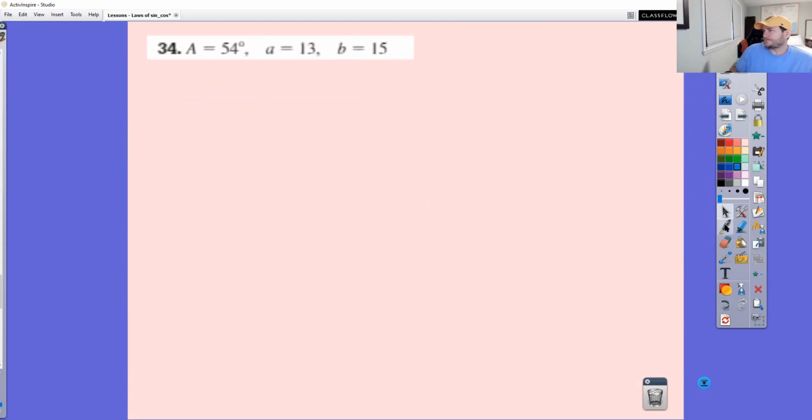Let's solve this. Let's pray it's not a 2 solution, but I'm sure it is. Yeah, it totally is. Okay, sketch it out. 54. This side is 15. So we kind of already know again that I could slide a 13 in this way, or I could slide the 13 out that way. There's my 2 solutions. How do I know that? I know that because I can find this height. That height's going to be 15 times the sine of 54.